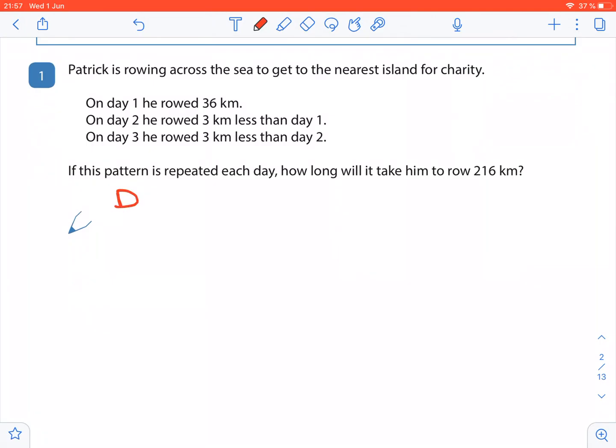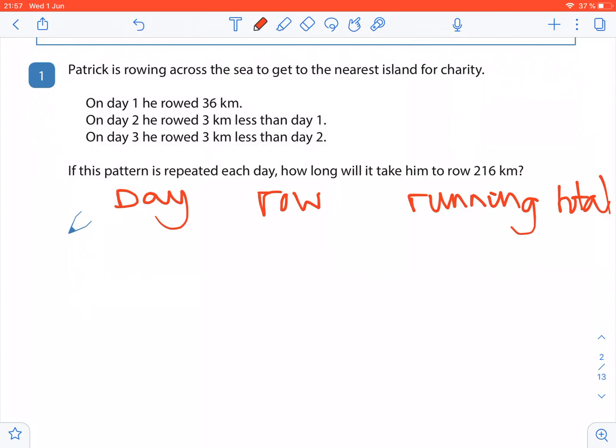So you've got the day, you've got how much we row, so distance rowed, and then running total, so how much we rowed in total. So day 1 he rows 36 kilometres, and so in total he's done 36 kilometres. Day 2 he does 3 kilometres less, so 33. When we add it to 36, we get 69.